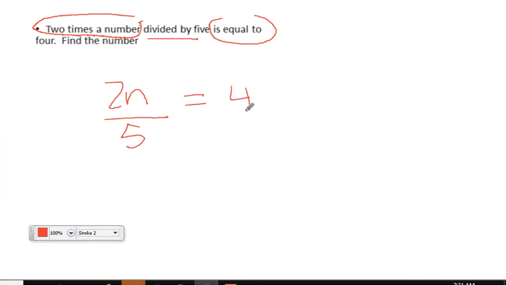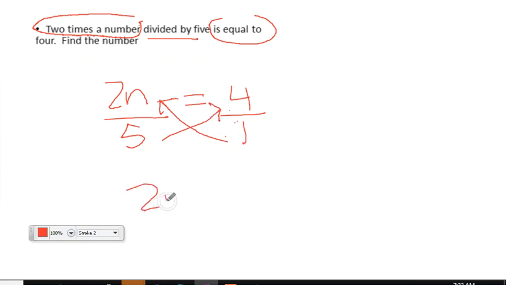Okay, now for this one, if we make this 4 a fraction by putting it over 1, can you guys see that we have a proportion? And remember, on our equations with fractions lesson, we learned that anytime you have a proportion, the way to solve that is to cross multiply. Okay, so let's go ahead and do that.